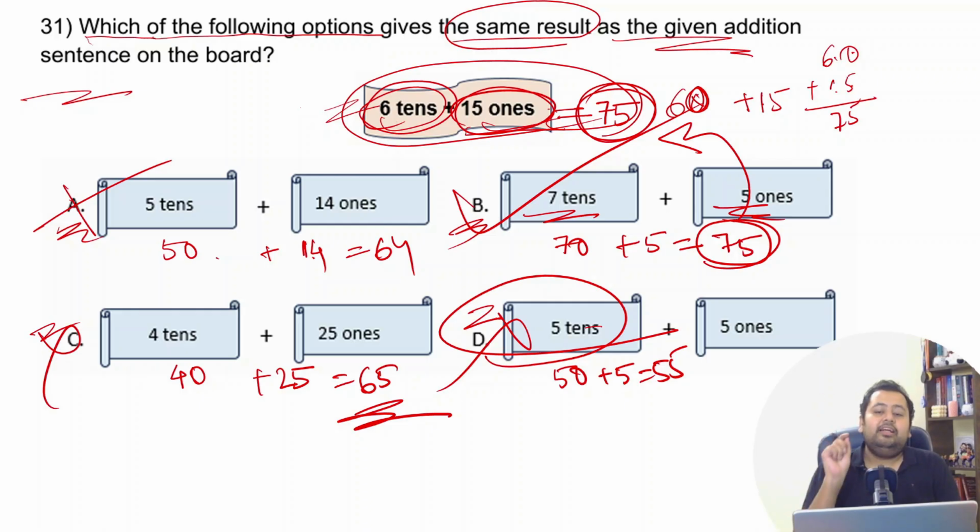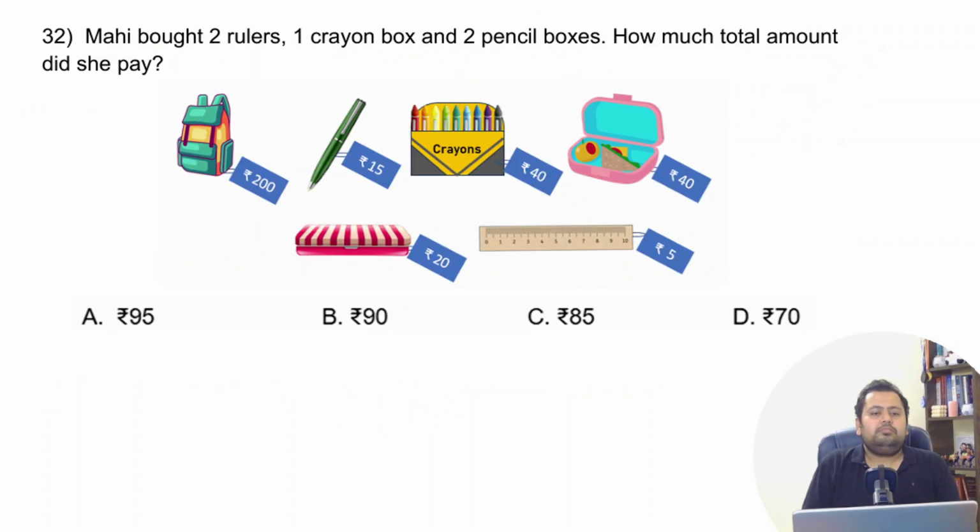Hope you got it correct. If you did, give yourself a star. And let's move to question number 32. Mahi bought two rulers, one crayon box, and two pencil boxes. How much total amount did she pay?